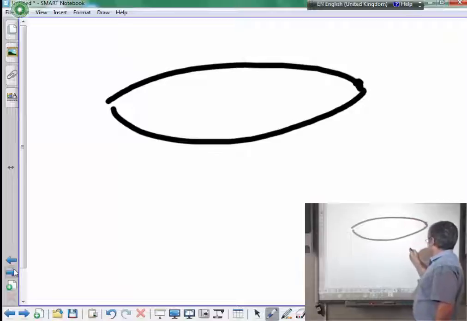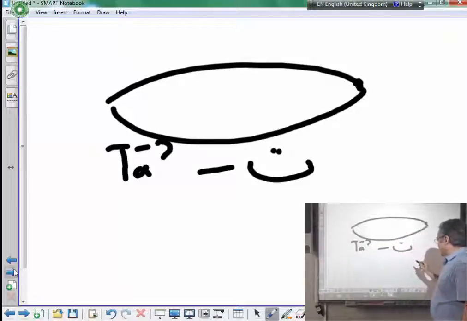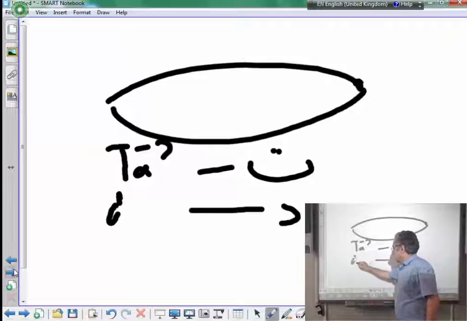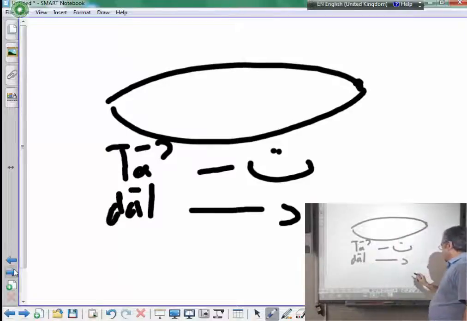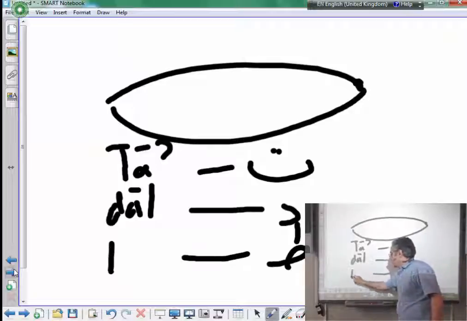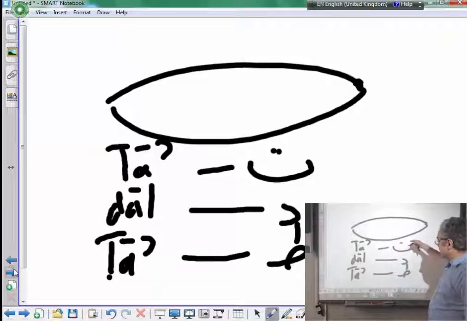We have got the ta, and we have the second letter, dal, and we can look at the third letter here. As you see, you put a dot. So ta, dal, ta.